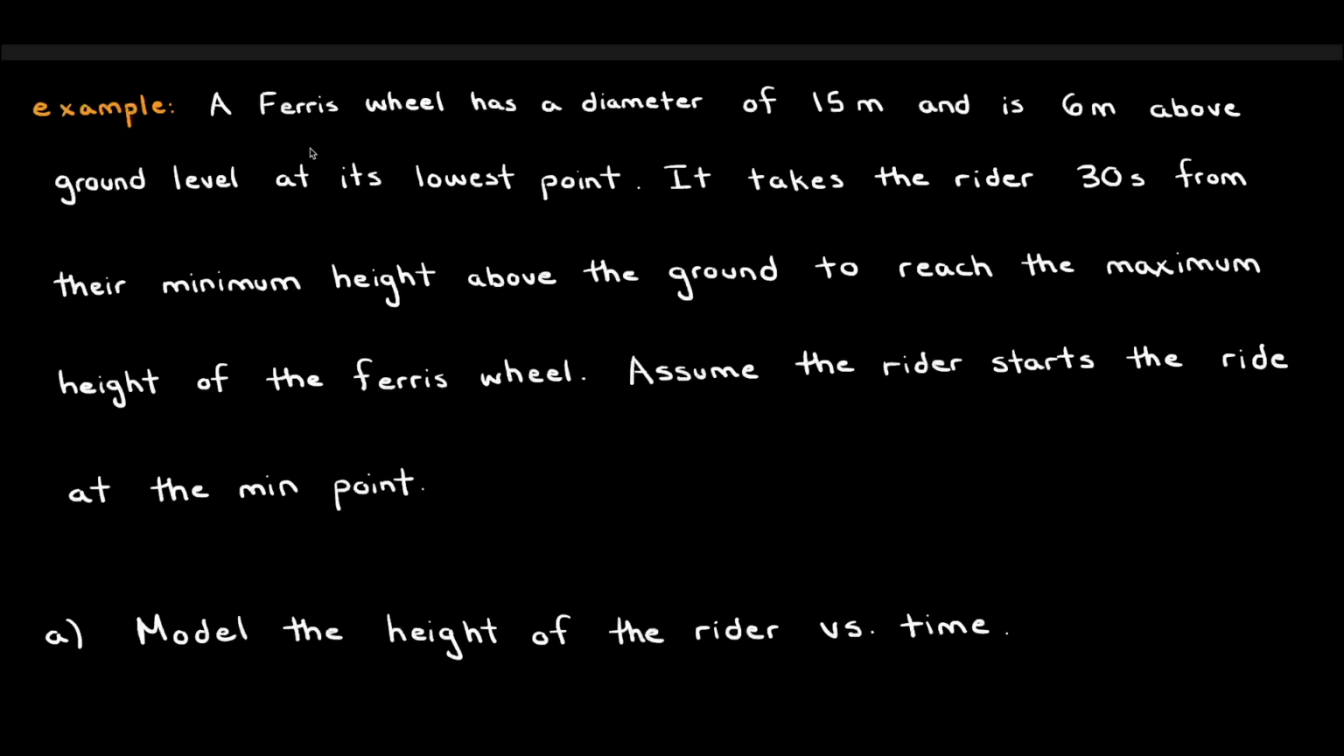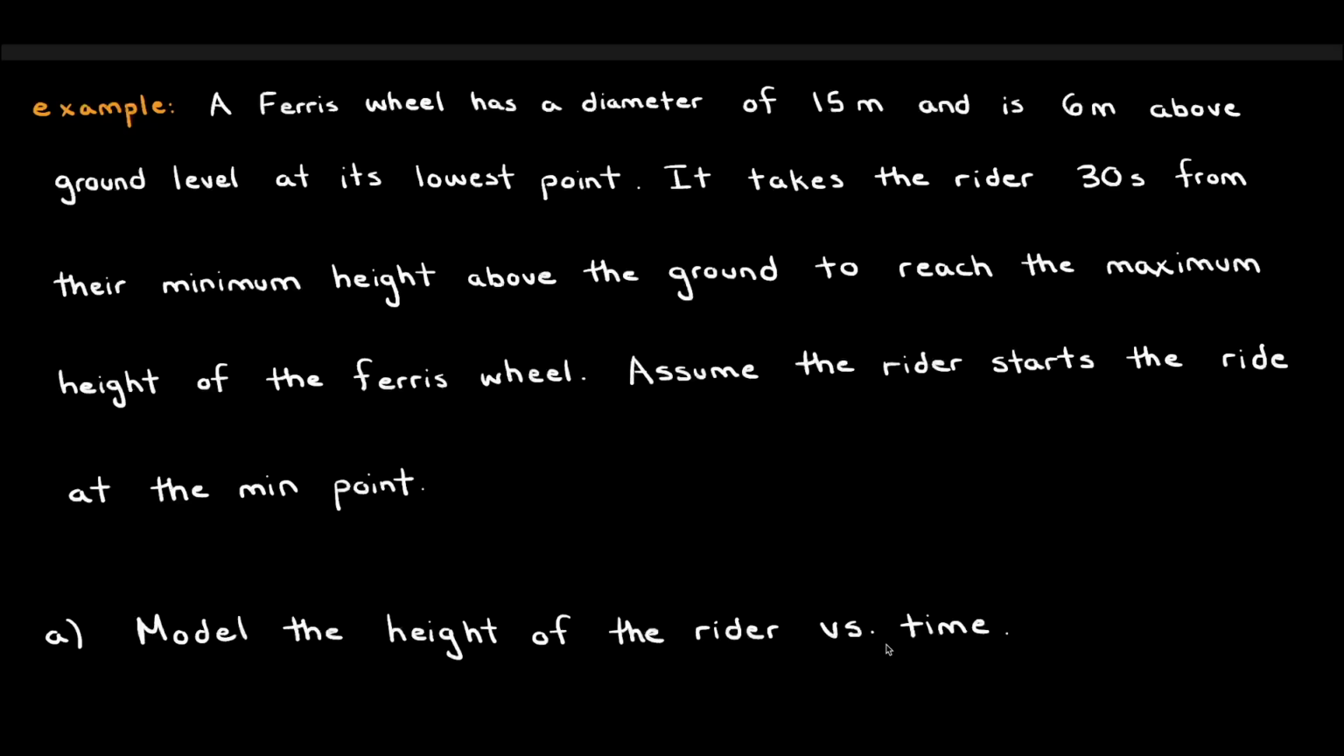A Ferris wheel has a diameter of 15 meters and is 6 meters above ground level at its lowest point. It takes a rider 30 seconds from their minimum height above ground to reach the maximum height of the Ferris wheel. Assume that the rider starts the ride at the minimum point. And so the first part of this problem is to model the height of the rider versus time.